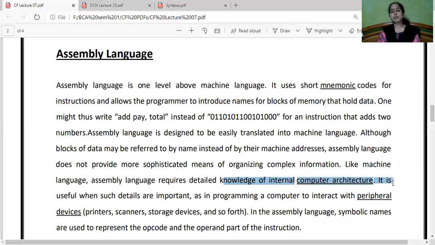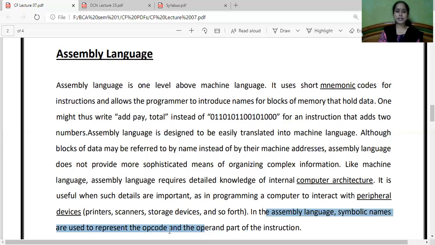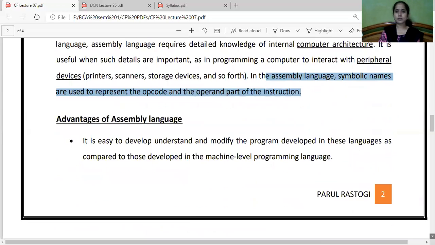जब आप लोग semester 3 में कोआ पढ़ेंगे computer architecture वाला syllabus, तो उसमें you will be given a glimpse of working with assembly language programs. So, without the knowledge of computer architecture, you cannot learn the assembly language programming. It is useful when such details are important as in programming a computer to interact with peripheral devices like printers, scanners, and storage. In the assembly language, symbolic names are used to represent operation code and the operand part of the instructions, that is the program.